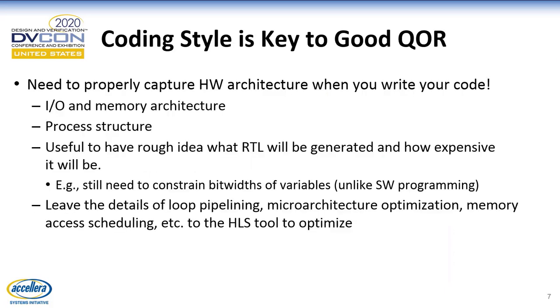So one key thing, and this is actually the thing I think that trips up most companies that are adopting high-level synthesis in most groups, is that to get good quality of results, or QOR, you need to properly capture the hardware architecture when you write your code. So you can't just take any arbitrary C code and throw it at the tool and expect to get good results. And in particular, you need to code in such a way that you reflect the hardware architecture in your code. So you need to reflect the proper input-output structure and the proper memory architecture. You need to code the proper process structure.